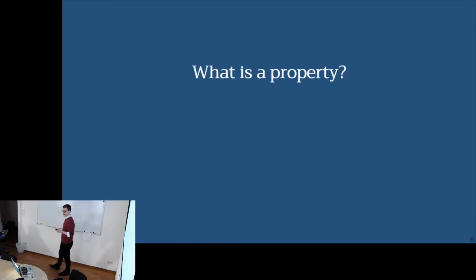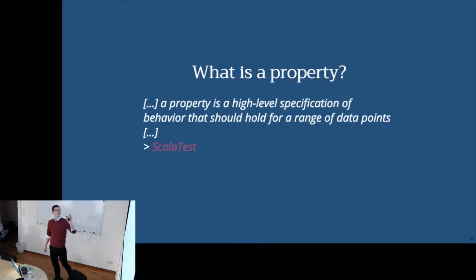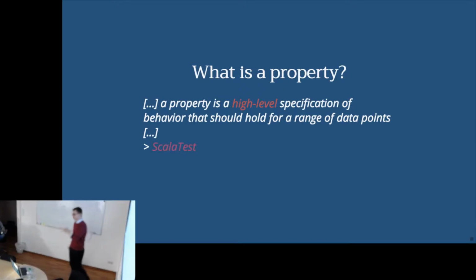So, what is a property? Okay, the question was raised here earlier on as well. A property is described by ScalaTest as a high-level specification of behavior that should hold for a range of data points. So let's break this down. High level, what does that mean? Just now, our example was very specific. We wanted the distance exactly between Earth and Vulcan, and that's 16 light years, and that was it. That's all we described about this function. So that's not very high level.